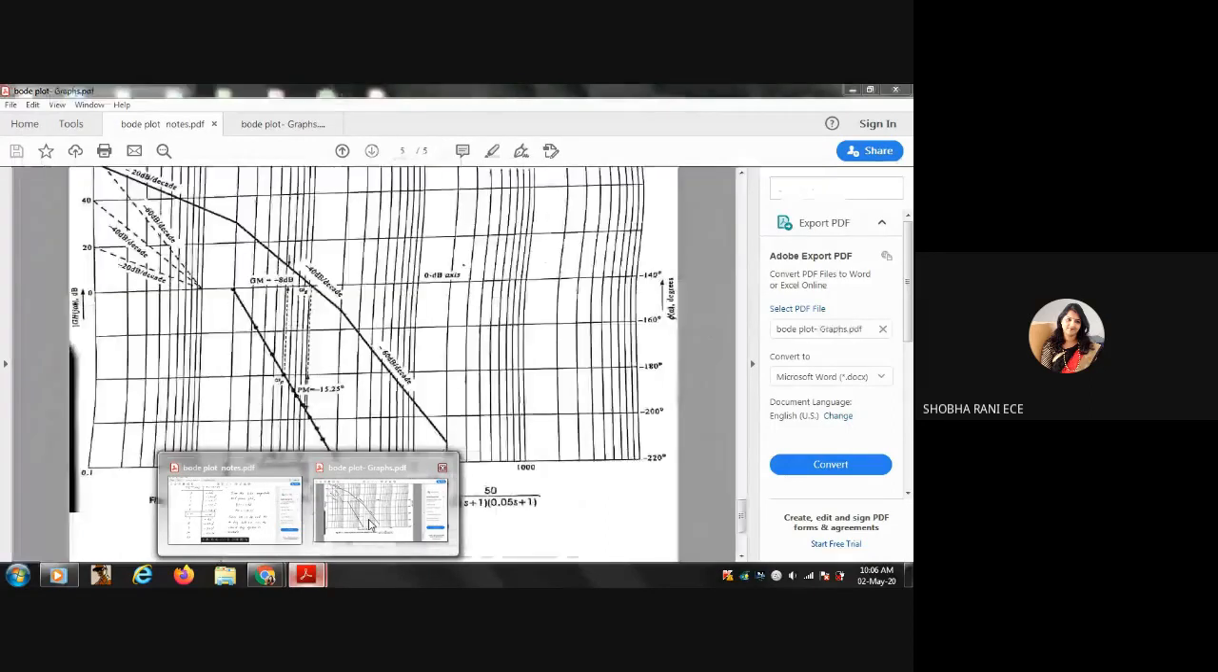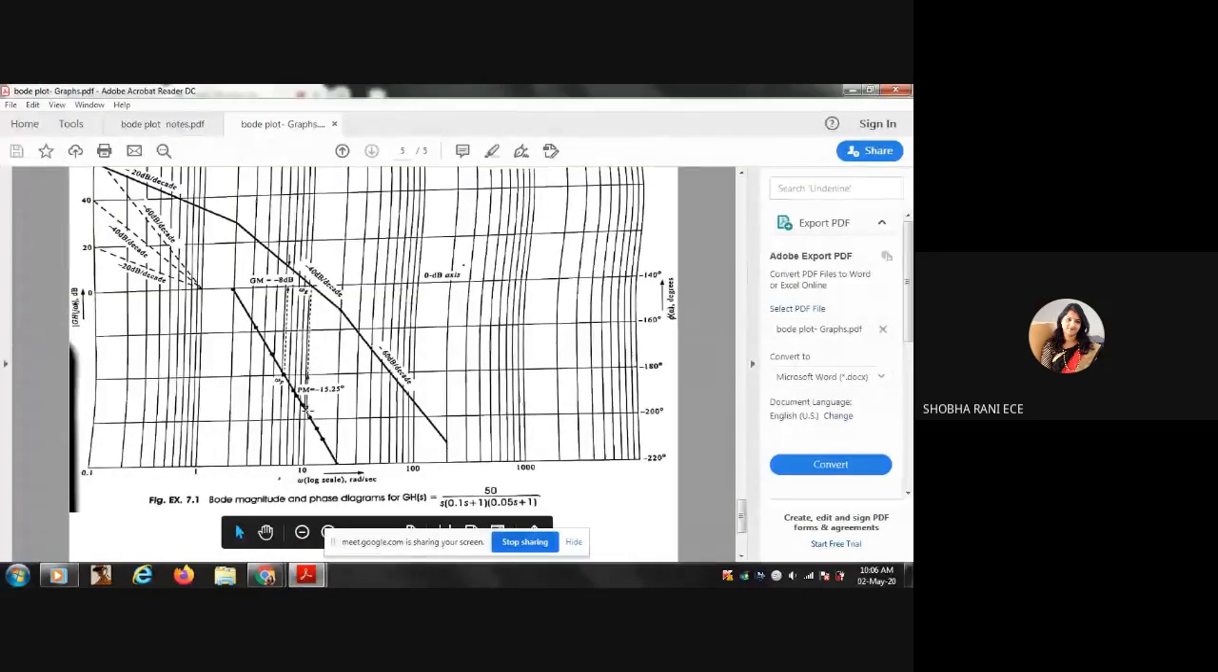So after you have done this omega g and omega p, the next step is to find the gain margin and the phase margin. This is a little confusing, but be alert and listen to what I am telling you. I will repeat this once again if you want.